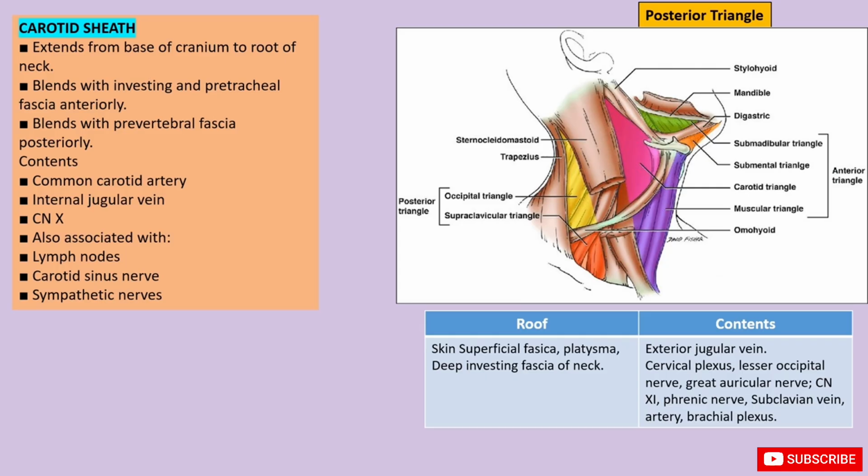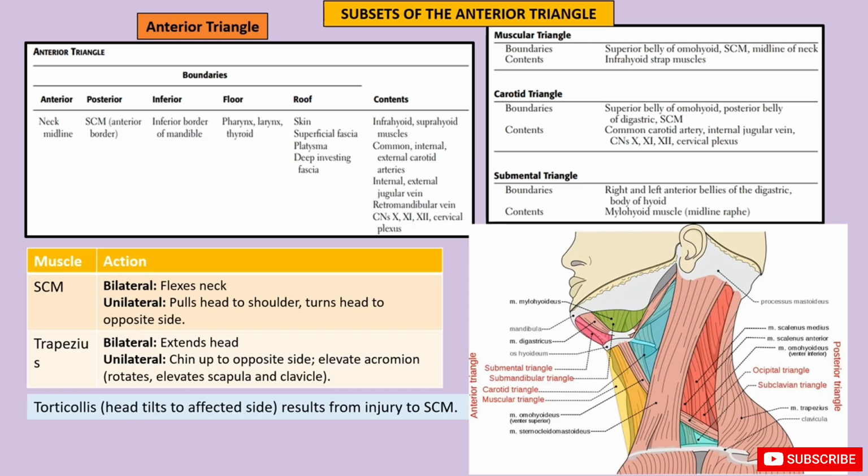We can also see different triangles of the neck. So we have the posterior triangle and the anterior triangle. In all of these triangles, you should not skip the contents, which are the most important ones we have, not just the boundaries. So we can see the posterior triangle, and there you can see the anterior triangle.